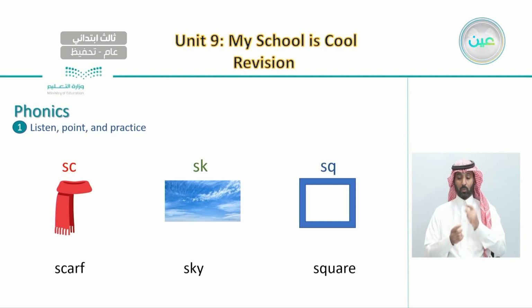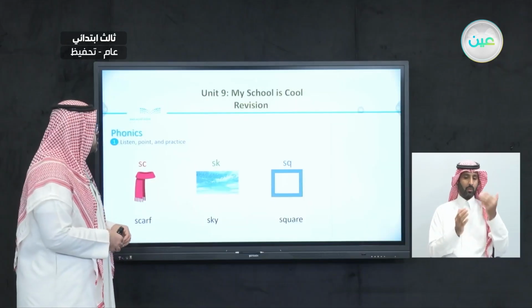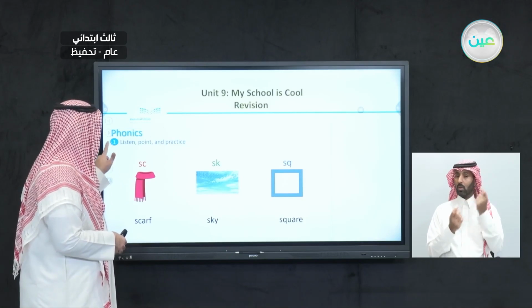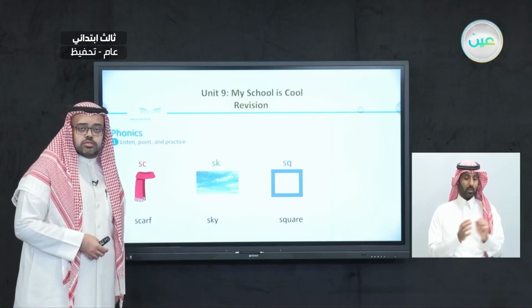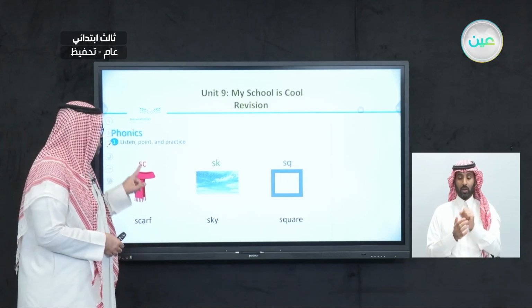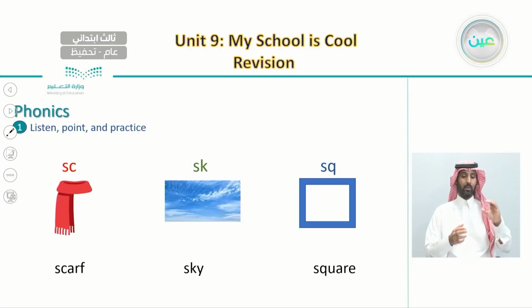So, quick revision. In our last lesson, we did many interesting exercises. As for the first one, we talked about how we need to listen, point, and practice words that start with these sets of letters. We said that we have different words that start with SC, SK, and SQ. In order to practice these sets of letters, we need to memorize and know the sound of each of them by using different words.